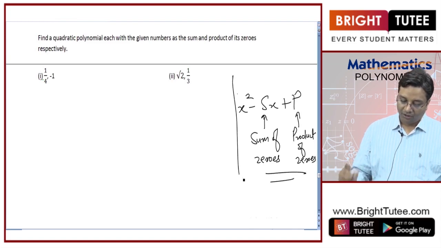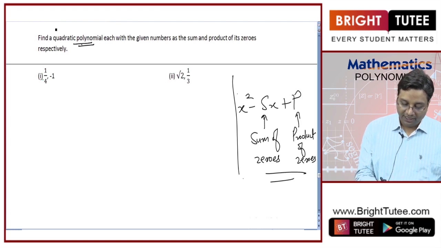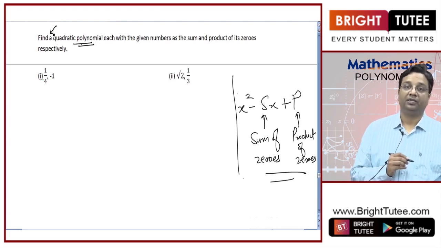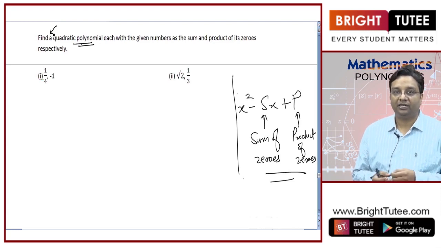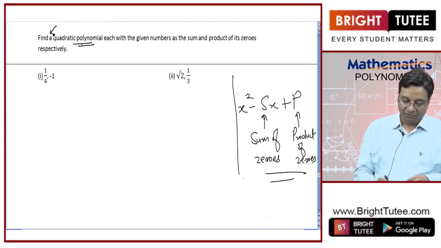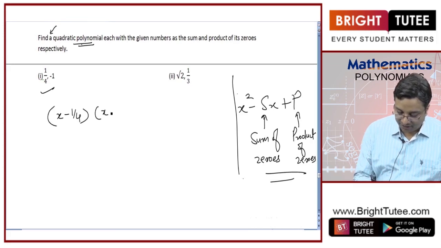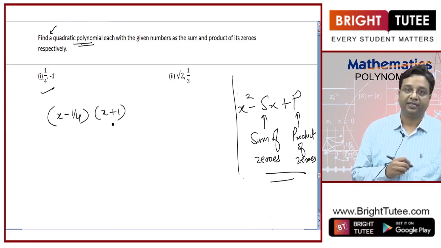Or what we can do is, we need to find a quadratic polynomial. He has not written to find the quadratic polynomial. So it will be one of the quadratic polynomials with these zeros, right? Because if I write x minus 1 by 4 into x minus of minus 1, right, it will be one of the quadratic polynomials made with these zeros, right.